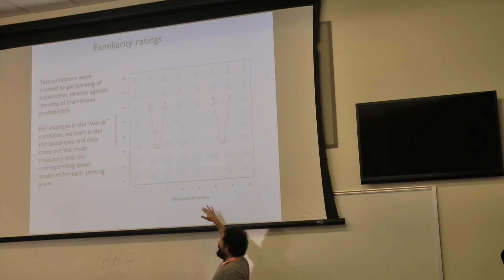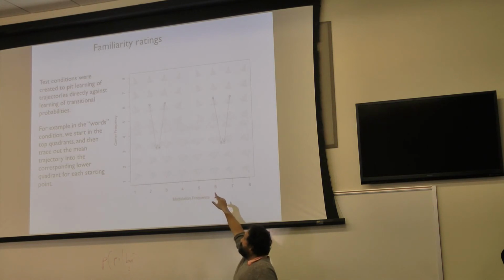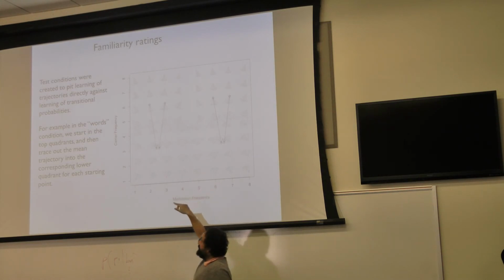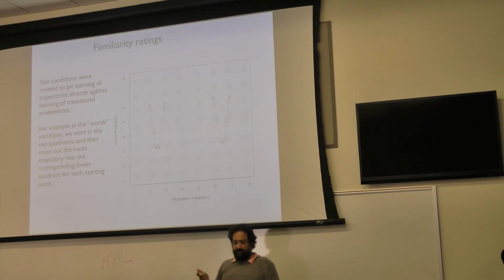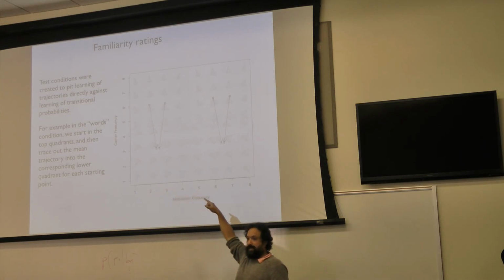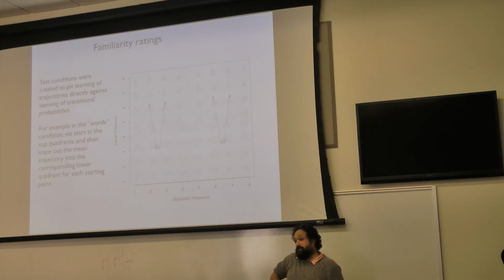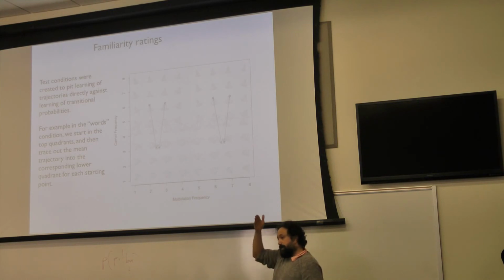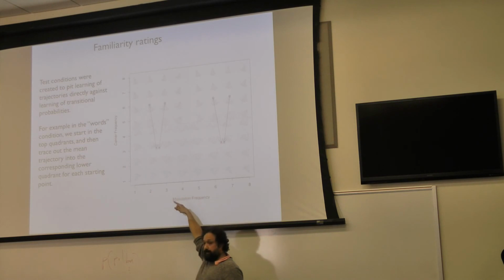And again, I appreciate feedback on whether it's helping or hurting to have this grayscale back here, right? We have test conditions that are designed to pit these things against one another, right? So these are the words, the word-like stimuli, and you can see we start at an intermediate location in quadrant A, and then we follow the median trajectory, right? And we follow it 3 units into the middle of quadrant B, right?